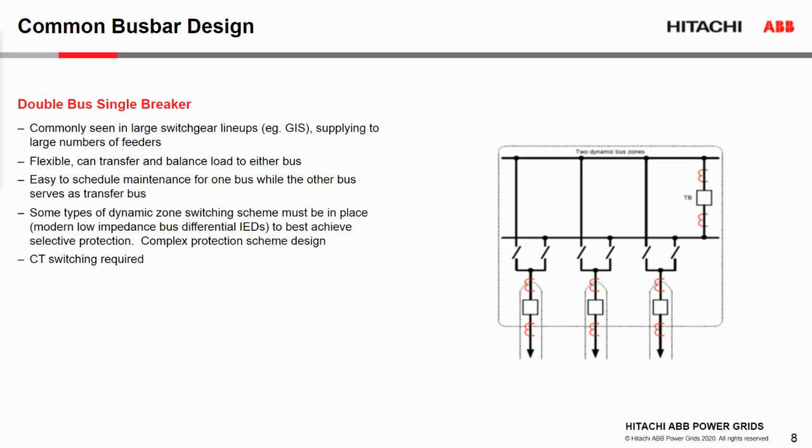There are certain performance and timing requirements for these disconnect switches to properly indicate the connected or disconnected status. CT switching is also required, and this is typically done in modern relays by internal bus protection logic. We call that dynamic CT assignment, or zone assignment.